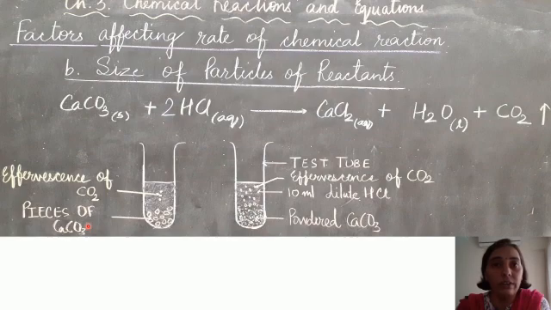Now, what is the reason behind it? What is the difference between the pieces we have taken and the powdered form of calcium carbonate? The reason is that in these pieces, only the molecules of calcium carbonate on the surface are available for reaction. Those which are inside are not available, so the process becomes slow. But when the same reactant is taken in powdered form, many molecules are available for reaction with hydrochloric acid, and the rate of reaction becomes faster, and the evolution of carbon dioxide gas is also faster.